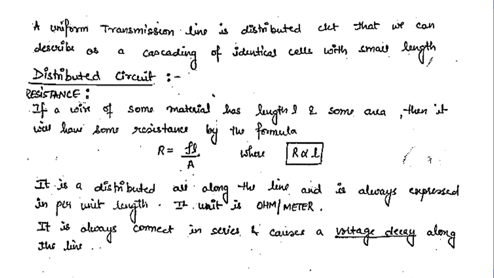And the most important thing is that it causes the voltage decay along the transmission line. So as we traverse across the transmission line, the voltage will be decaying because of this resistance. That means it causes a certain amount of loss. So if the loss is there, resistance will be there.